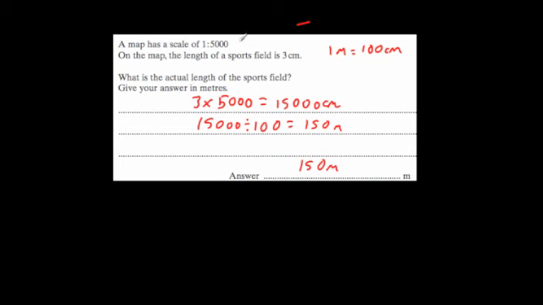Okay, and if they don't specify the units, then you're just dealing with the units which you measure the map in. So here it would be 3 centimetres. That means you're timesing that by 5000 to get 15,000 centimetres, and then finally we need to change to metres, so we divide by 100.